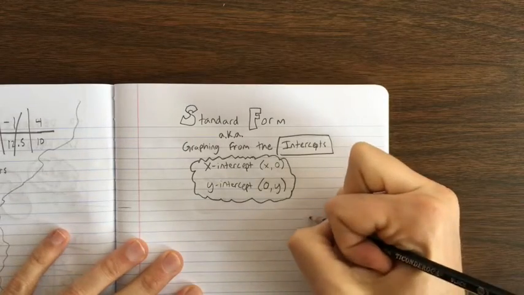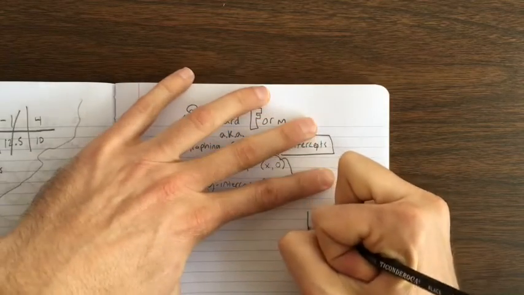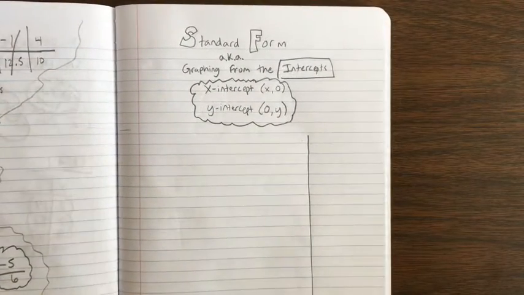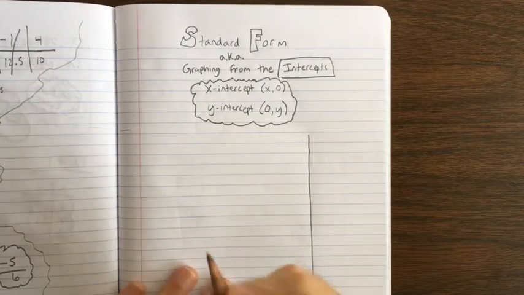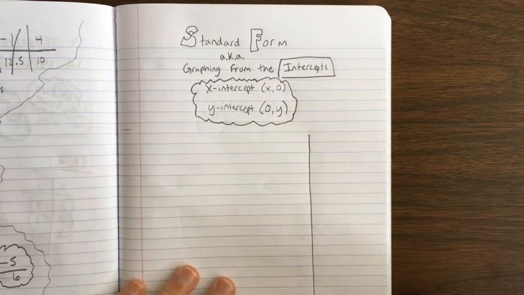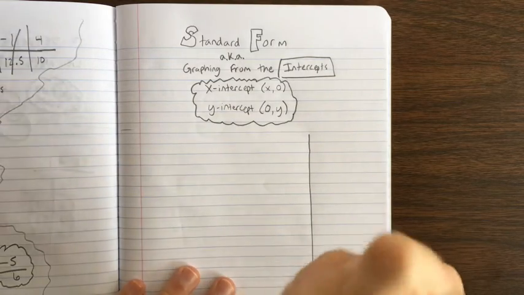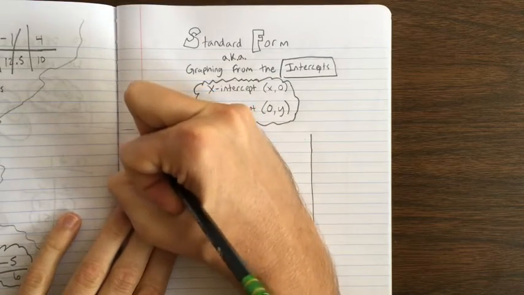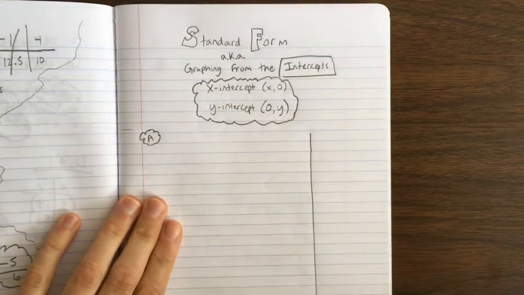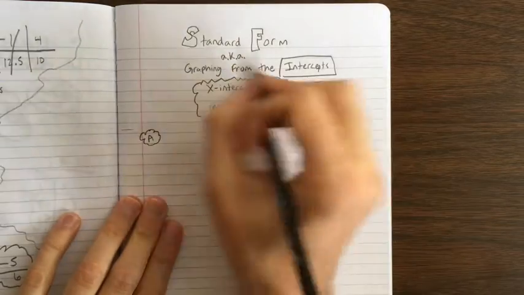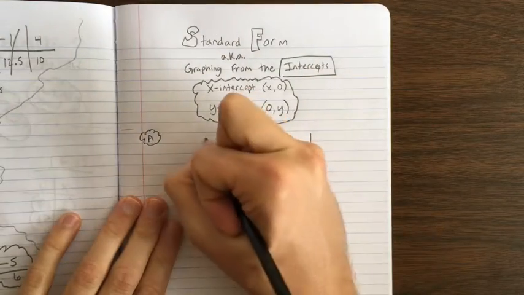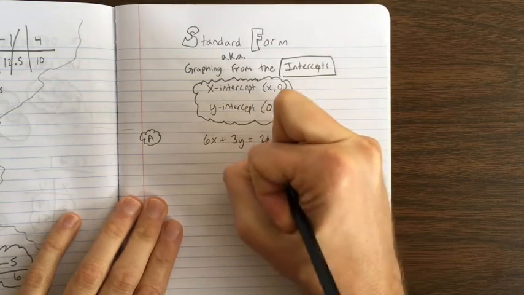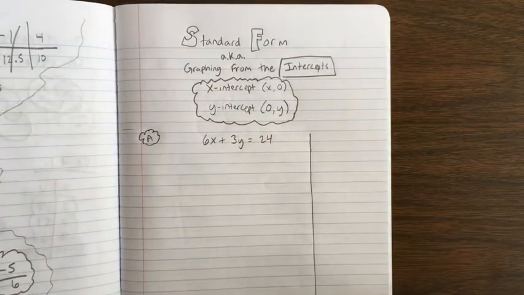I'm going to make a little space here on the side. Those can be our steps. We're going to do 2 examples together, and then we'll practice some more, okay? So let's just call this example A. And we'll just start with a standard form equation, right? So we could start with 6x plus 3y makes 24, okay?